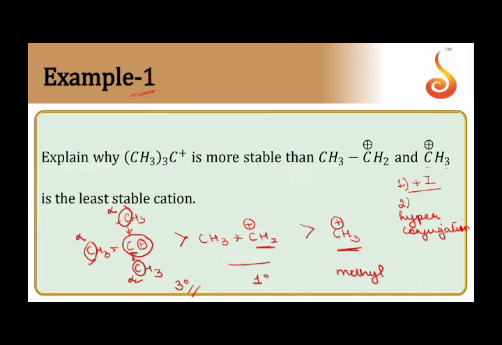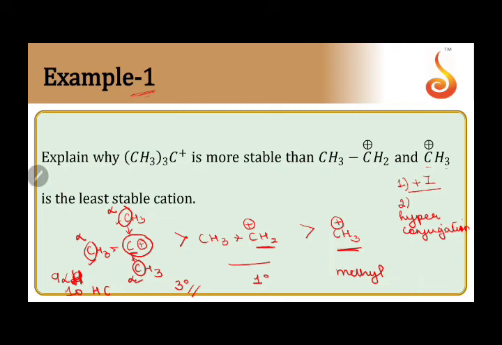We can see here that there are 9 alpha hydrogens. So, we can write for this type of carbocation 10 hyperconjugation forms: 9 alpha hydrogens plus this compound here, the original compound. So, we get 10 hyperconjugation forms total. The more the number of hyperconjugation forms, the more stable is that cation.